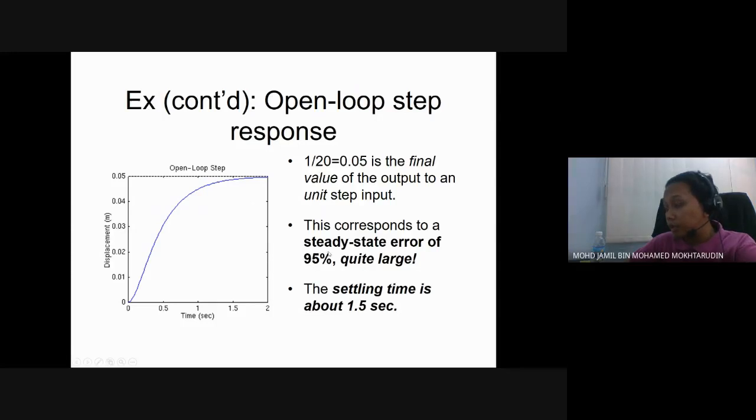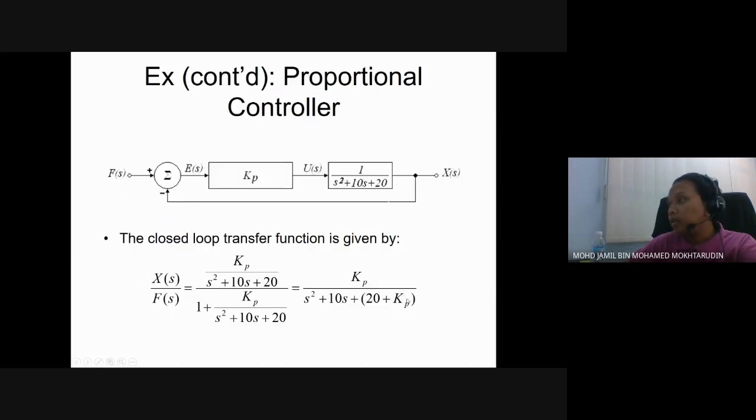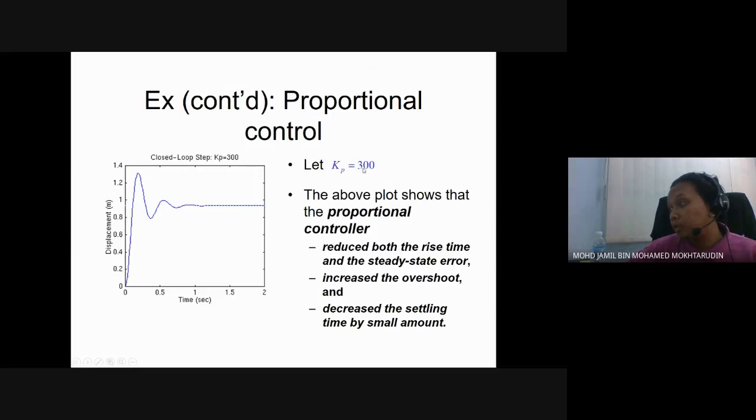So you want to reduce the steady state error, meaning that you want to get as close to 0%, and to reduce the settling time. So you add a proportional controller Kp to the system. The overall transfer function has changed to a new form, okay? Because you have Kp. So let's say you give Kp equals 300. Then the transient response will change. Compared to the previous one, where the steady state value is around 0.05, which is around here, now the steady state value has increased closer to 1.0. However, there is an overshoot and some ripple, oscillation, before reaching steady state.